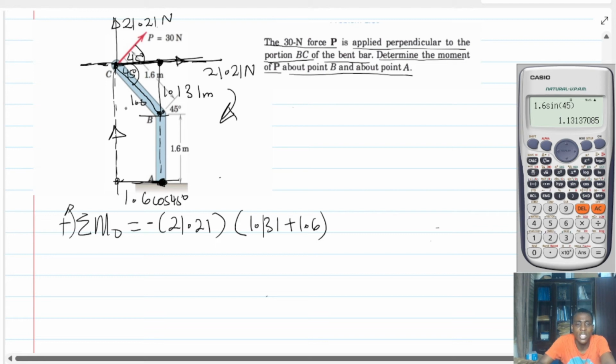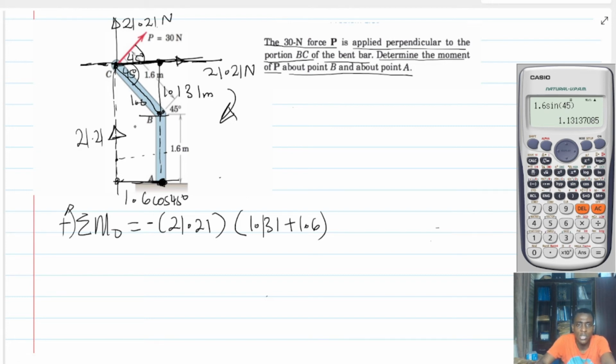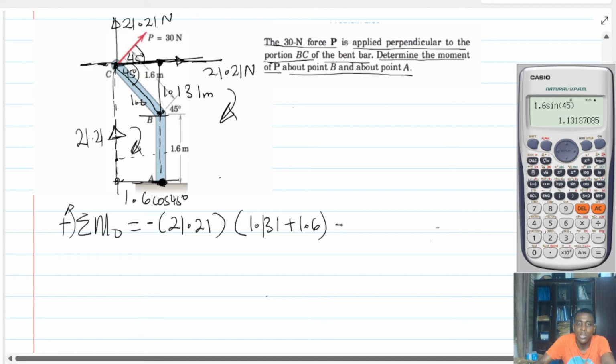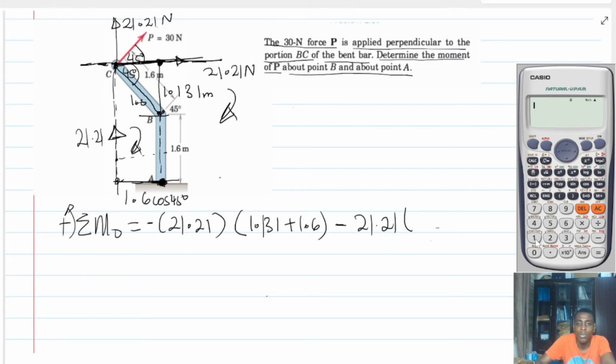And then there is this force here. But by the principle of transmissibility, I can even bring the 21.21 force here. So I just need a distance from here to meet this. We are saying that that distance is the same as this one. So the moment here is also going to cause clockwise movement. That is, minus 21.21. But this time around, the moment arm is cosine, so 1.6 cosine 45.